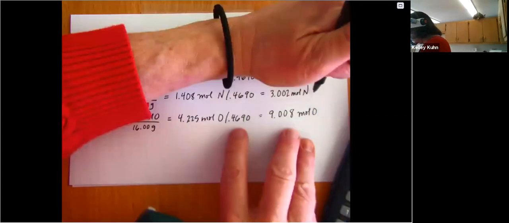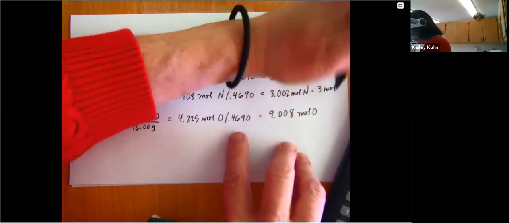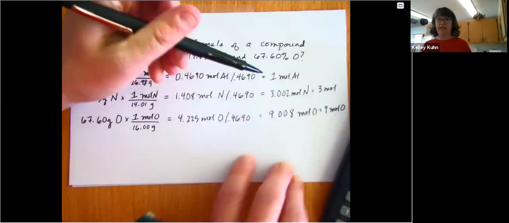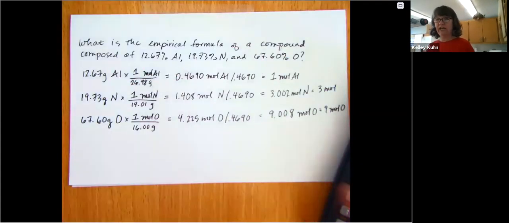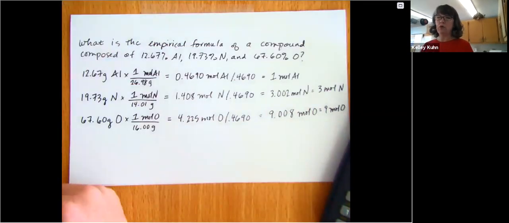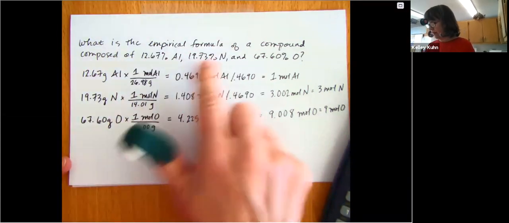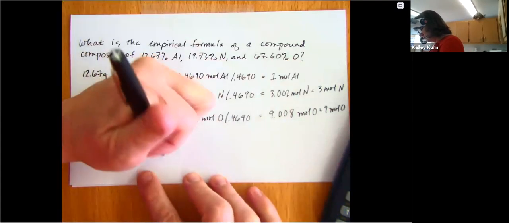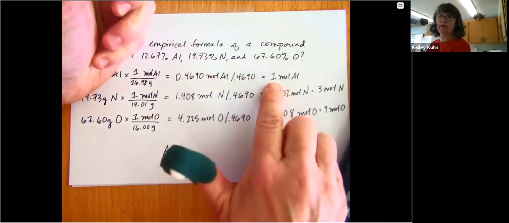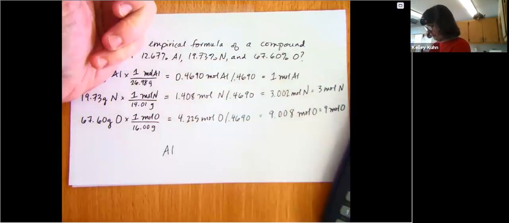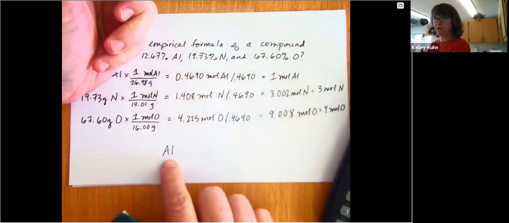So this would round to 3 moles of N and 9 moles of O. Now, this is not my ultimate answer. My ultimate answer is to take this information and put it into a formula. In general, you are provided the percentages in the order that they should go in the formula. So I'm going to write aluminum first, nitrogen second, and oxygen third. So how many aluminums do I have? 1. But have you ever seen a 1 in a chemical formula? No. As long as you put the element there without a subscript, it's assumed to be 1.